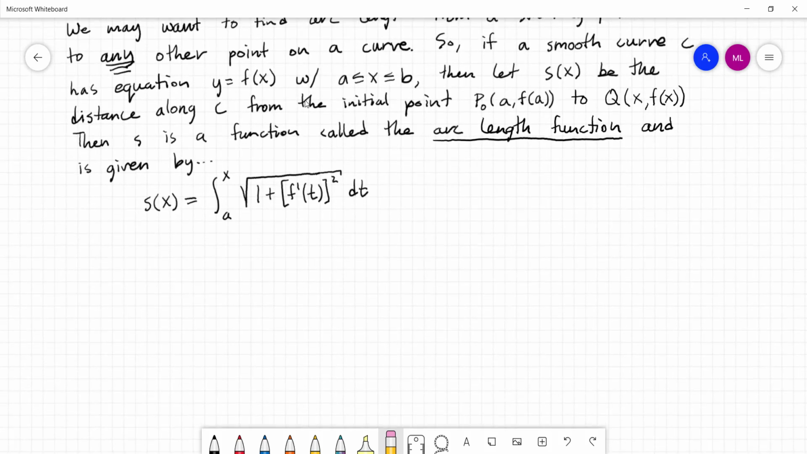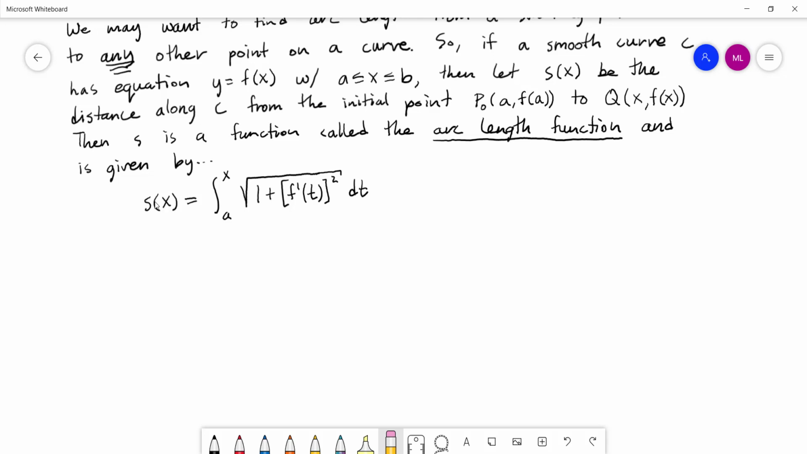One other nice thing about this is that oftentimes we're going to be interested in computing a rate of change of s with respect to x. So basically, as you change x, how quickly is the arc length changing? And that requires us to take a derivative. So the rate of change of s of x with respect to x is going to be the derivative. So it would simply be ds dx.